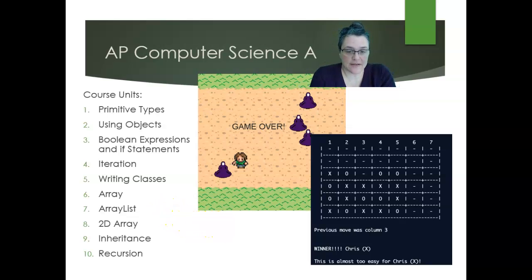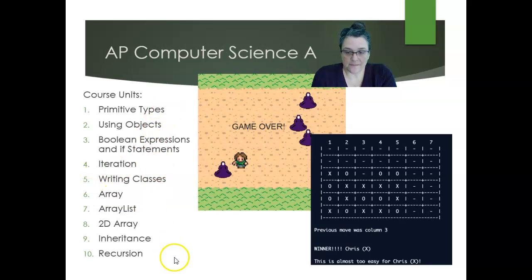Some of those projects are games. We do some text-based game creation, role-playing games, question and answer. Sometimes the games have a graphical user interface, like the screenshot that you see here. Sometimes we just work with user input and output. For example, in Unit 6, Arrays, we do a project creating a Roman numeral calculator.